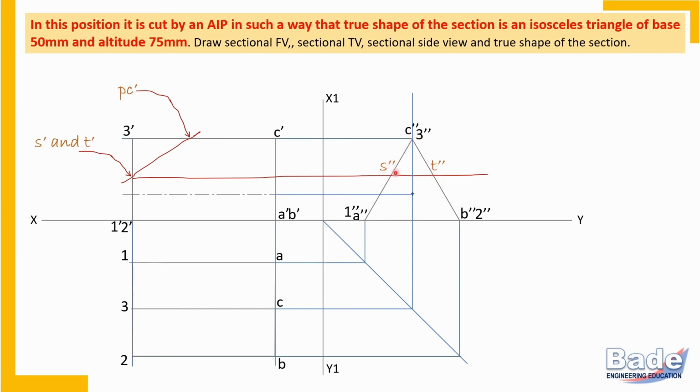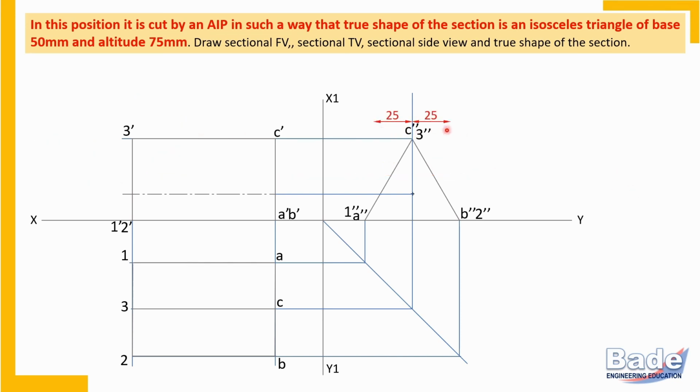But we don't want just an isosceles triangle. We want an isosceles triangle of base edge 50 and altitude 75. So this edge we should manage to be 50 millimeters. So how to get the correct cutting plane line? Try to understand.